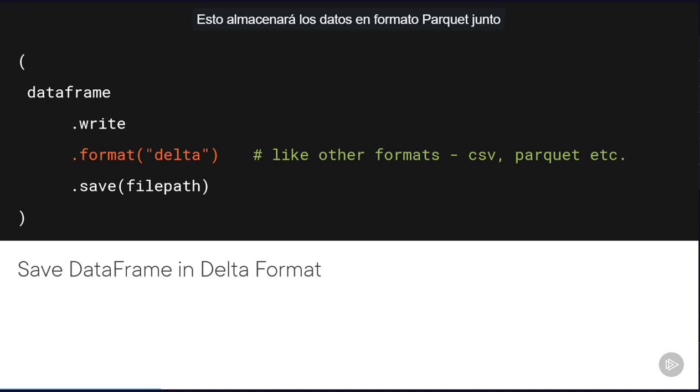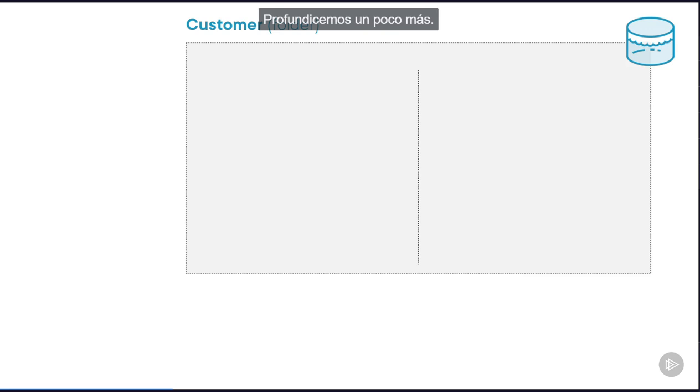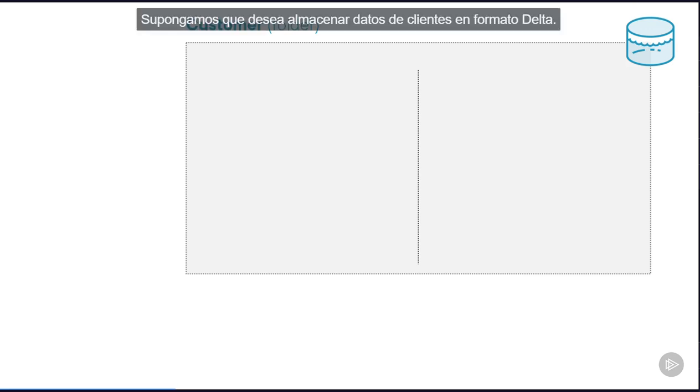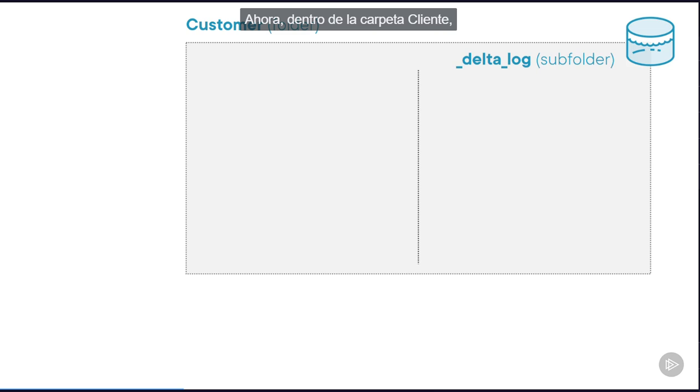This will store data in Parquet format along with transaction log. Simple, right? Let's dive in a bit deeper. Let's say you want to store customer data in Delta format. Now inside the customer folder, Spark will create a subfolder called _delta_log. This is where the transaction log will be stored.